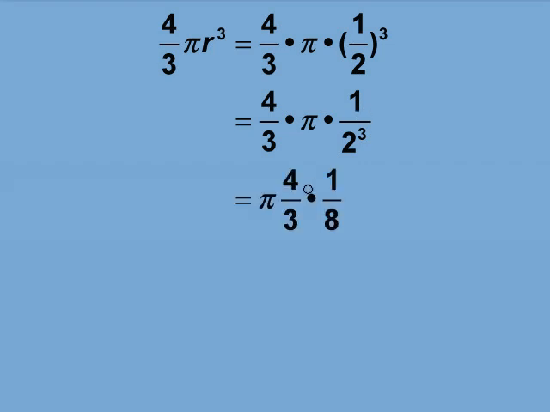We multiply the fractions by first looking for any numerator-denominator combinations that have a common factor greater than 1. Notice that 4 and 8 have a common factor of 2. We are left with the product of 1/3 and 1/2. The final product is pi over 6.